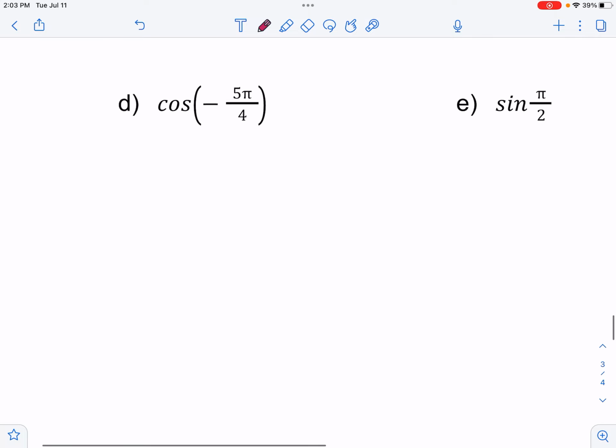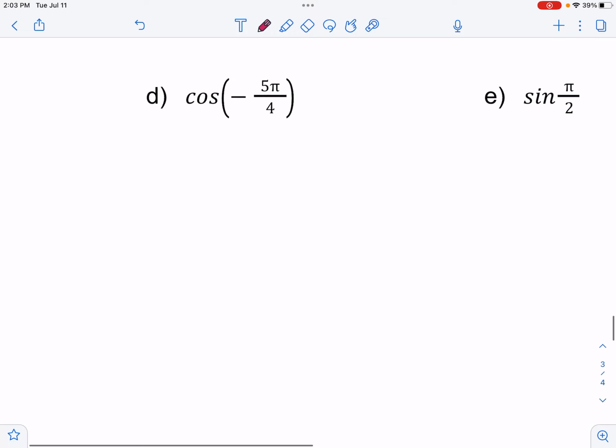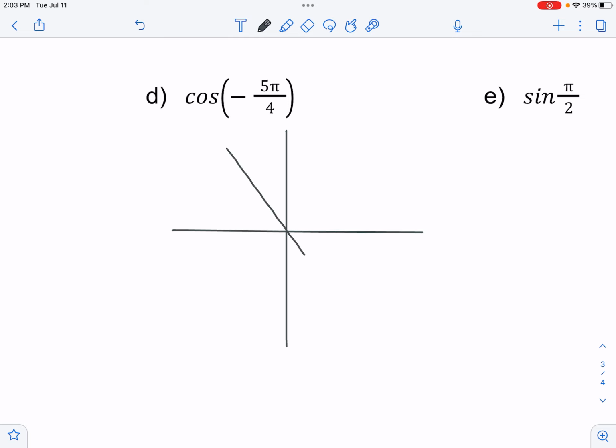Cosine of 5 pi over 4, and I lost my grids to the next page, but that is okay. I'm going to draw my Cartesian grid. I need the top split into fourths. Okay, I'm going to draw my principal angle, negative 5 pi by 4. 1, 2, 3, 4, 5. Beauty. All the way up here.